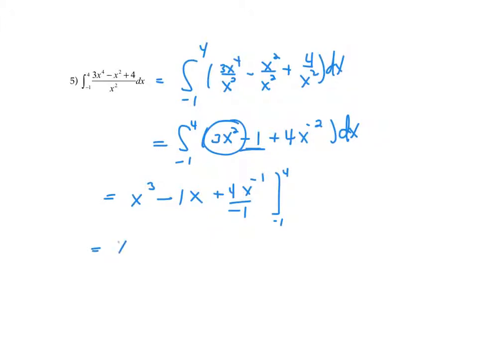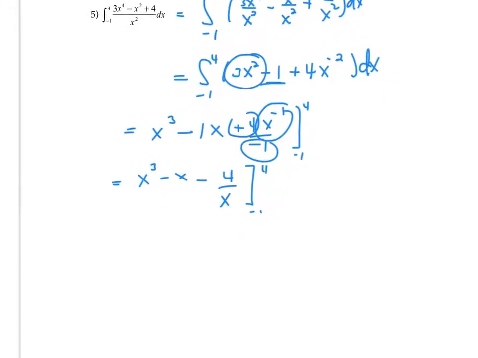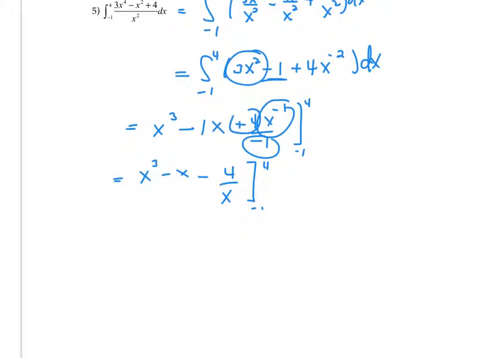So leave the x to the third, minus x. Because we have a positive 4 over negative 1, let's rewrite it as minus 4, and we have this x to the negative 1, put that down in the denominator. So we're on the interval negative 1 to positive 4. Let's scoot this up just a little bit, and then we're ready to plug in our numbers.